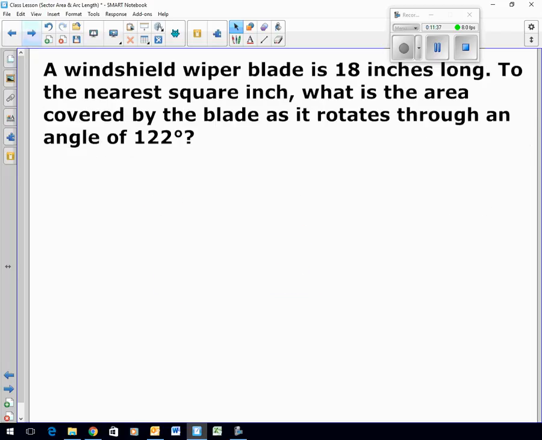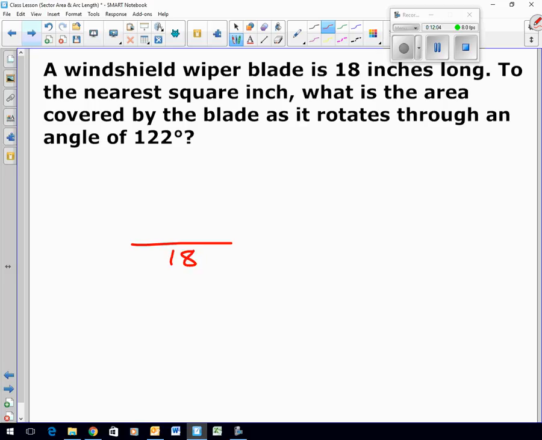Now, a windshield wiper blade is 18 inches long, and the wiper cleans the area as the blade rotates through an angle of 122 degrees. If the blade is 18 inches, what's the radius? 18. You ever been in a car? Wiper blade? 18 inches. Correct?